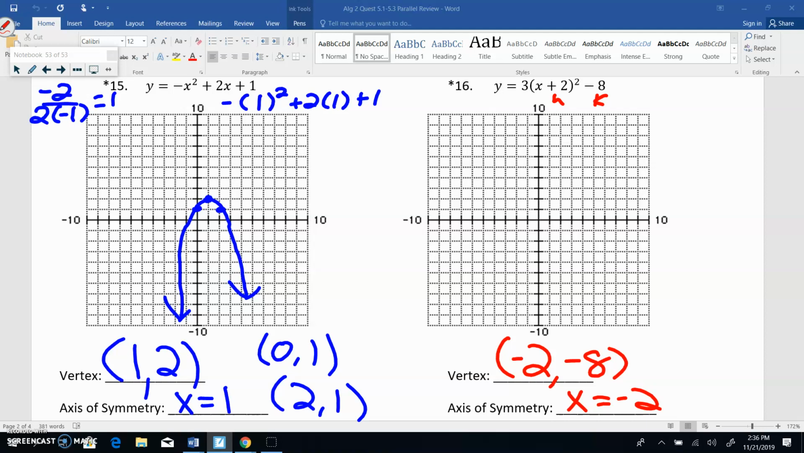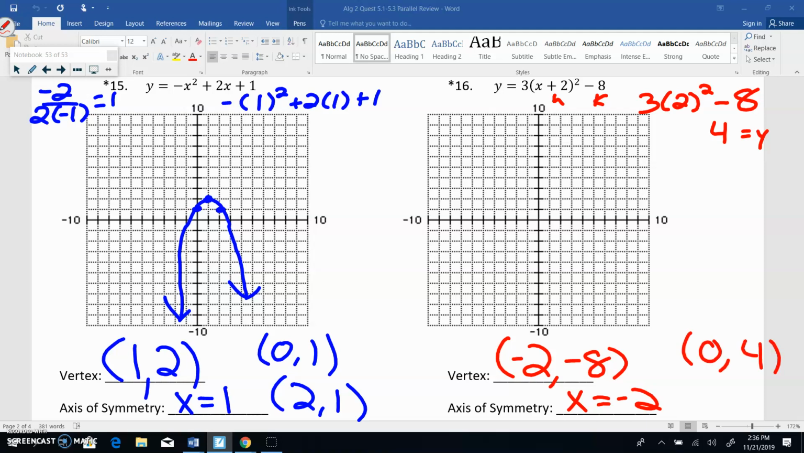To figure out my y-intercept, remember that it happens when x is 0. So I'm going to plug 0 in for x. When I do that, I'm going to be left with 3 times 2 squared minus 8. 2 squared is 4, 3 times that is 12. 12 minus 8 is 4, so that gives me the y-coordinate of my y-intercept. So my y-intercept here will be 0, 4.